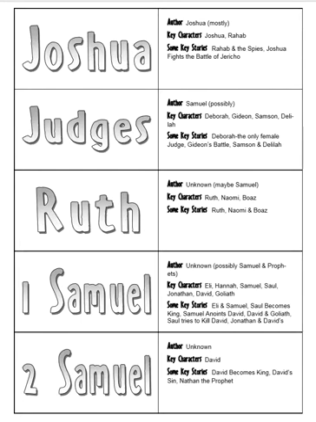Joshua is our first history book. The author was mostly Joshua. Some key characters were Joshua and Rahab. Some key stories were Rahab and the spies. Joshua fights the Battle of Jericho.